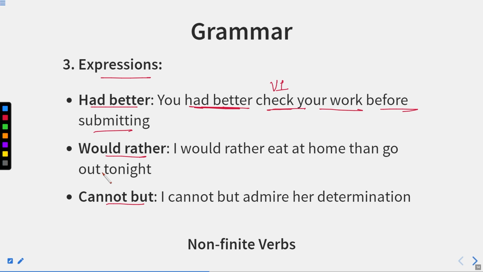For example, we say you better understand. So you better understand. Would rather. I would rather eat at home than go out tonight. So you would rather eat, not to eat. Cannot but. I cannot but admire her determination. We cannot say I cannot but to admire. No, that is incorrect. The correct structure will be I cannot but admire her determination. It means there is nothing left except admiring her for her determination.